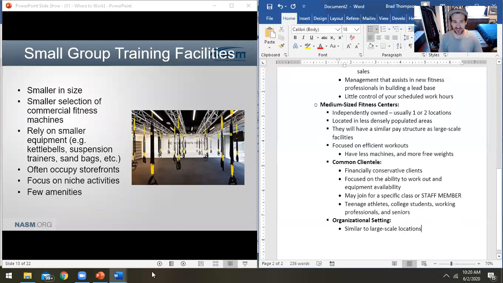So this right here is an example. You can see there's a picture of a TRX studio. This gym has a couple cubbies over here, a front door, and there's probably a bathroom that we can't see, and probably a desk with a computer. That's it. People show up, they're here to do a TRX class and get the heck out of there.